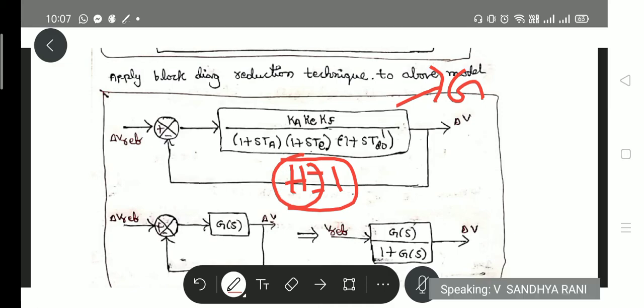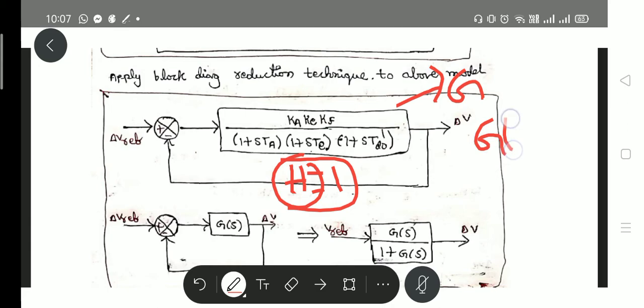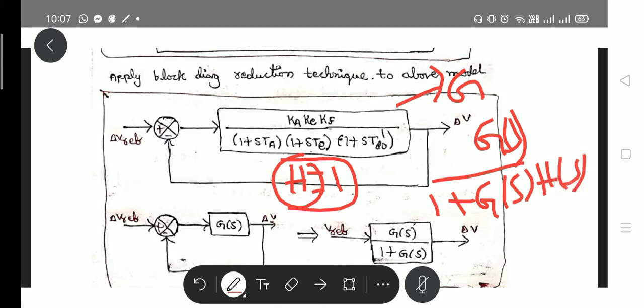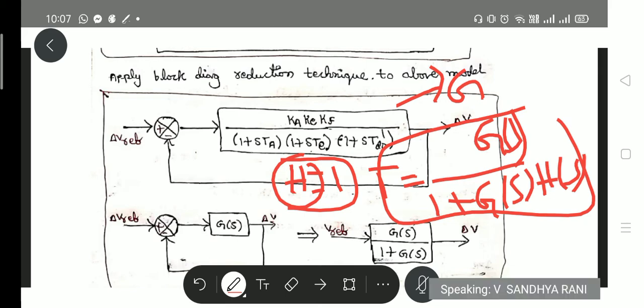G of S is equal to Ka, Ke, Kf by (1 plus STA) into (1 plus STE) into (1 plus STD). So I am applying it here. Delta V by V reference is equal to G of S by, what is the negative feedback formula? G of S by 1 plus G of S into H of S. This is the transfer function of the negative feedback loop. So here H of S is 1, so I am taking G of S by 1 plus G of S.